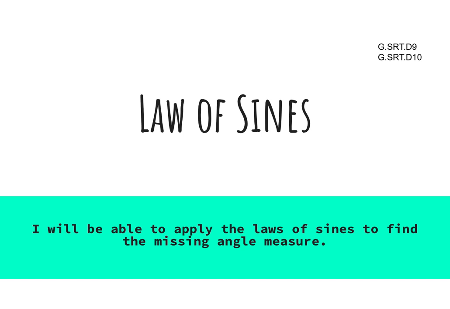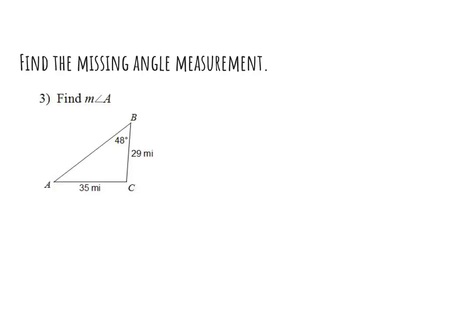Law of sines. After watching this video, I will be able to apply the law of sines to find the missing angle measure. So in this example, I want to find the missing angle A. And I do not know what it is because I do not know the information about angle C. Remember, this is not a right triangle.